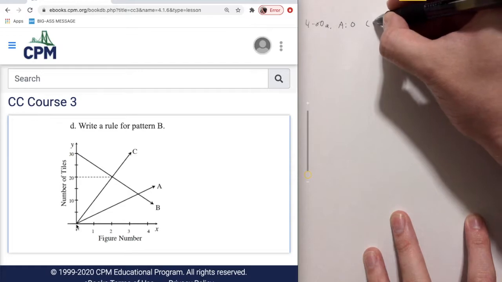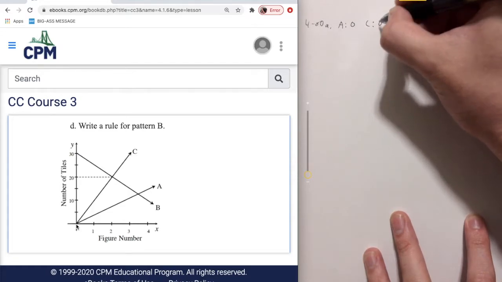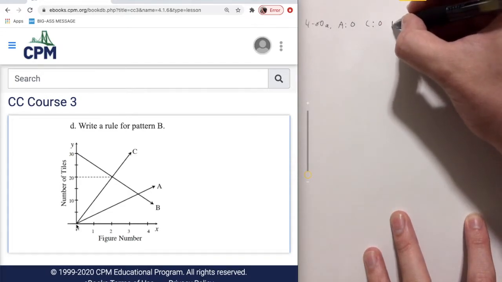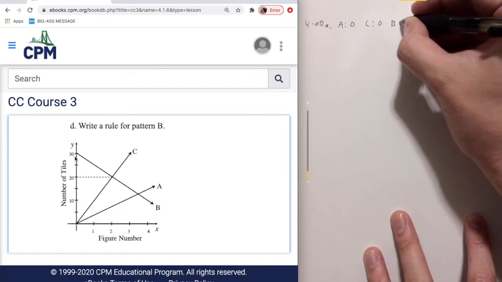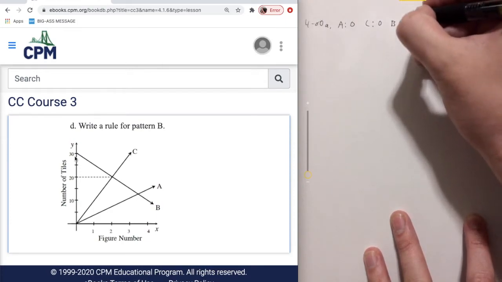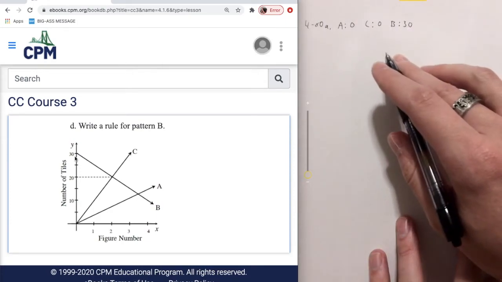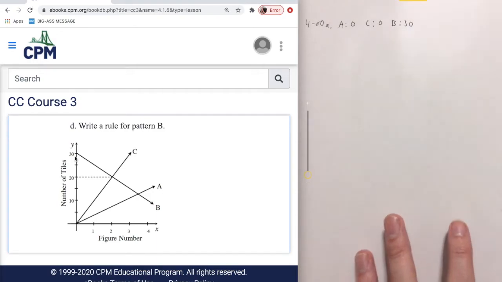C also starts in that same location. So figure 0 for C has 0 tiles. But B, it starts way up here at 30. So we know that figure 0 for B has 30 tiles. And you might want to write a bit more than what I did right here to make it clear.